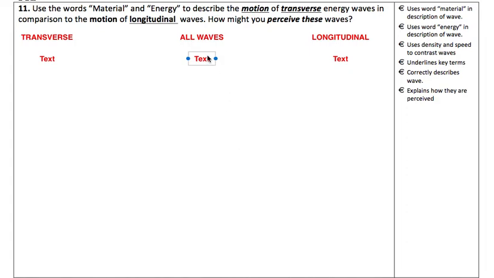But I'd like to start by breaking this up into all waves, what all waves do, and then how transverse and longitudinal are different. So all waves are going to transfer energy. So both longitudinal and transverse will transfer energy. Particles will move. Okay, we're not sure if they're moving up and down, left and right. Particles are ultimately the carriers of the energy. They're going to help transfer that energy.